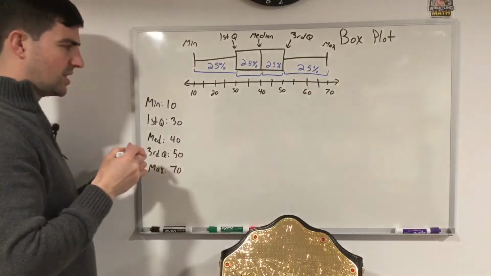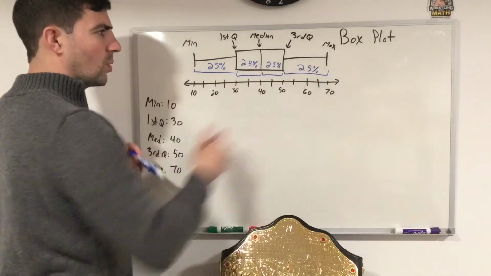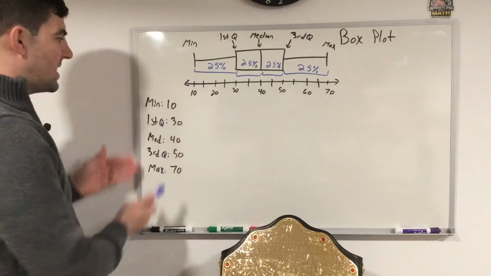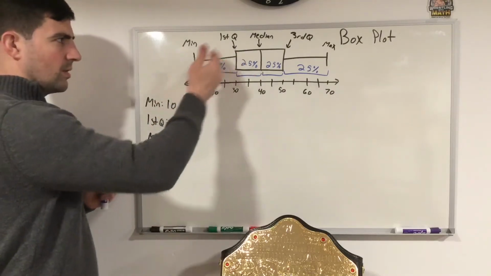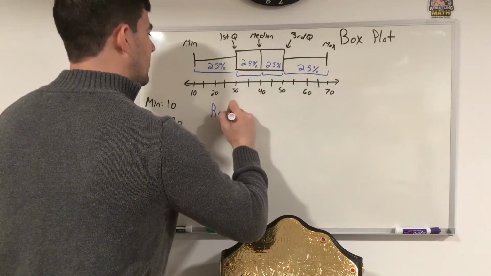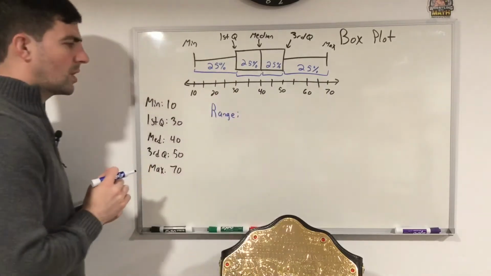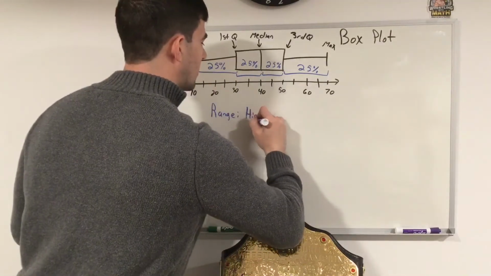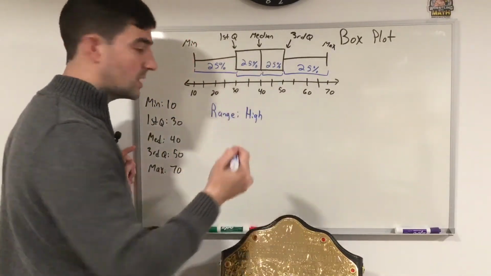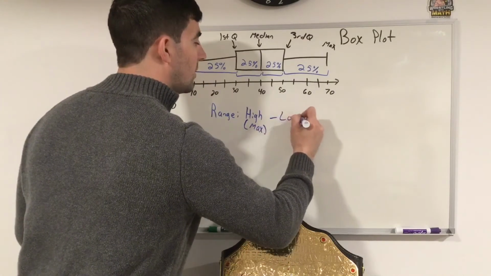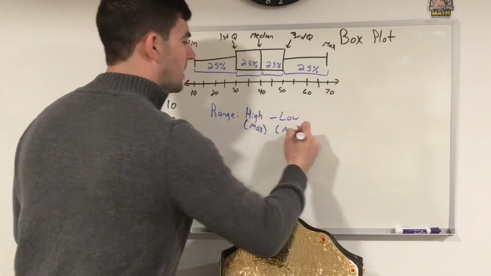We're talking about percentages here. We have 4 quarters, which equals 100. What if we were asked what the range was? We talked about that briefly in our previous video. The range is your highest number, or another word for it in this case, your maximum, minus your lowest number, minimum.